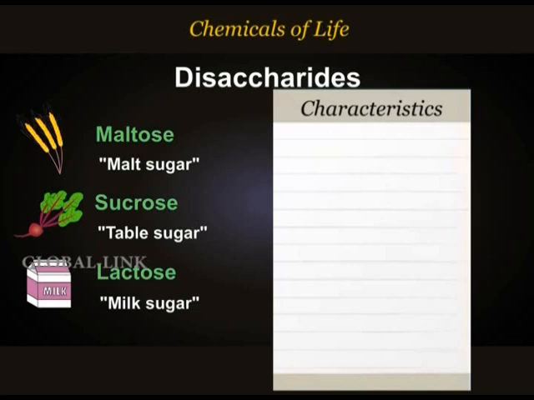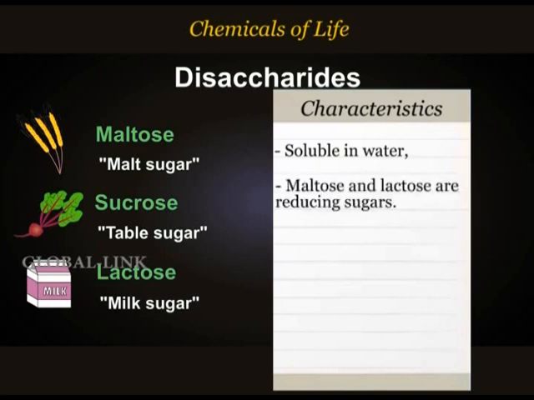And just like monosaccharides, disaccharides are soluble in water, forming a sweet-tasting solution. Maltose and lactose are reducing sugars because they reduce copper-2 sulfate to copper-1 oxide. Sucrose is a non-reducing sugar. It cannot reduce copper-2 sulfate unless it is first broken down to its constituent monosaccharides.